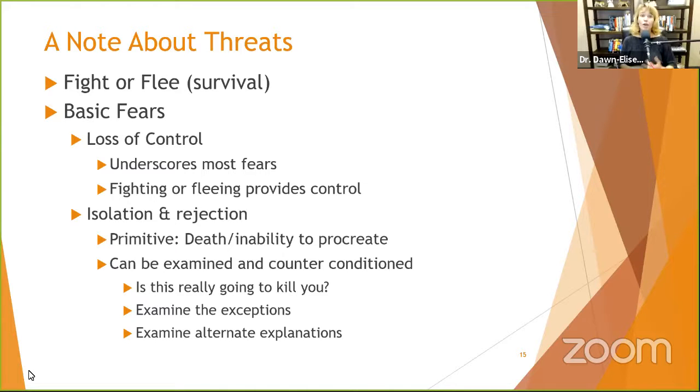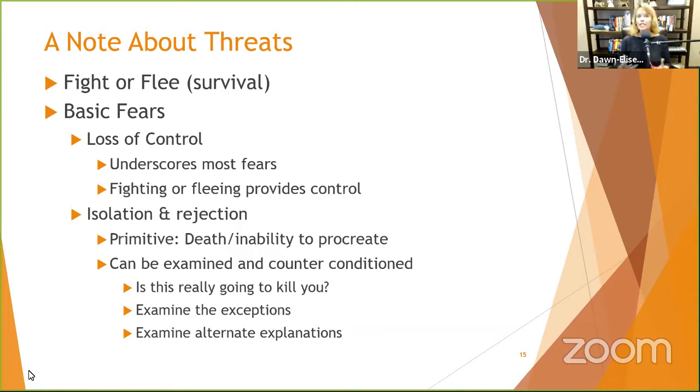Isolation and rejection. We are meant to be kind of together in order for survival. Primitive reasons for this, the need for us to be together, is to help us prevent death and procreate, keep the species going on. So we're not supposed to be hermits living alone, which is why we can feel very devastated when we perceive that we are being isolated or rejected.